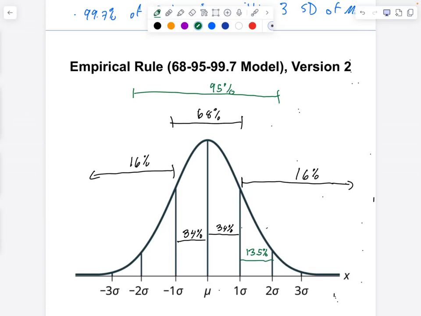Now, how much is here and how much is here? So we're trying to find this one right here. How much is this area all right here? How much does this area right here? My question that I'm trying to ask you. There we go. Why did you get that? Yes, that is correct.